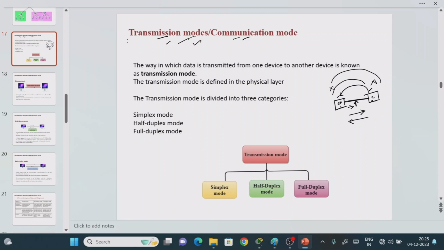The transmission modes are divided into three categories. One is simplex mode, another one is half duplex mode, and another one is full duplex mode, right? We'll try to understand the meaning of simplex mode as well as half duplex mode, and one more, the full duplex mode. It means that in this part we are going to understand why it will support either simplex mode, half duplex communication, or full duplex communication.